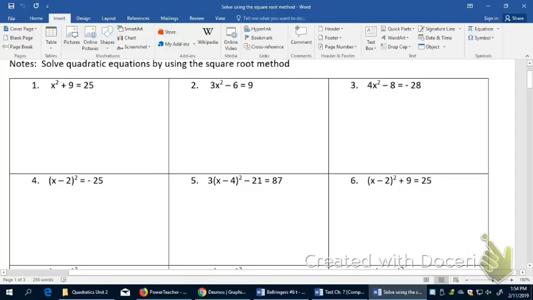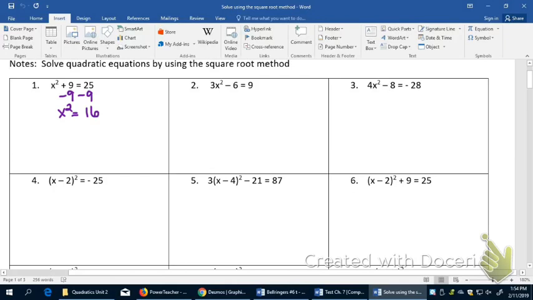All right, so number one, what you're doing when you do these problems is you're trying to get x by itself. So even though there's a square on the x, especially on 1, 2, and 3, you treat it just like a regular x, and you get the x squared by itself. Okay? So if I was going to get x squared by itself on number 1, what would I do? Subtract 9. So I'm going to subtract 9 on both sides. All right, now my x squared is by itself.